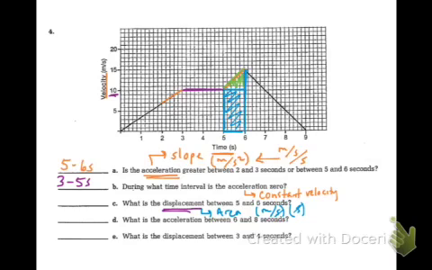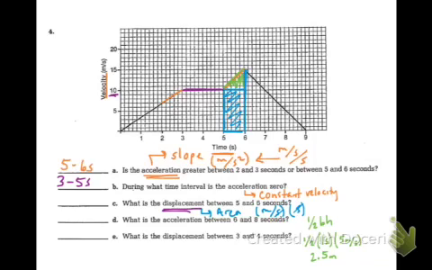So for our triangle, we've got 1/2 base times height. So it's 1/2. Base is 1 second. Height, so 15 minus 10 gives us 5 meters per second. So we would get 2.5 meters for that section, or for that part.